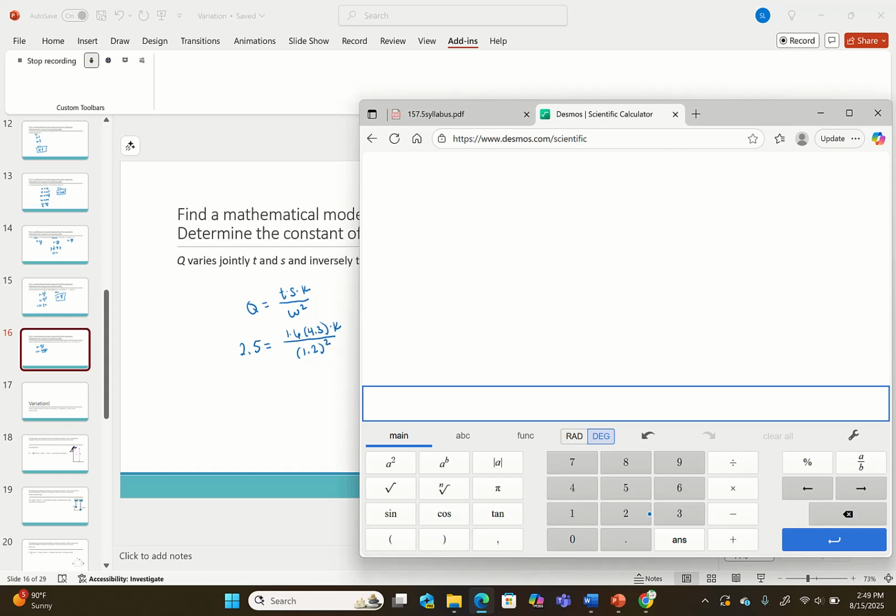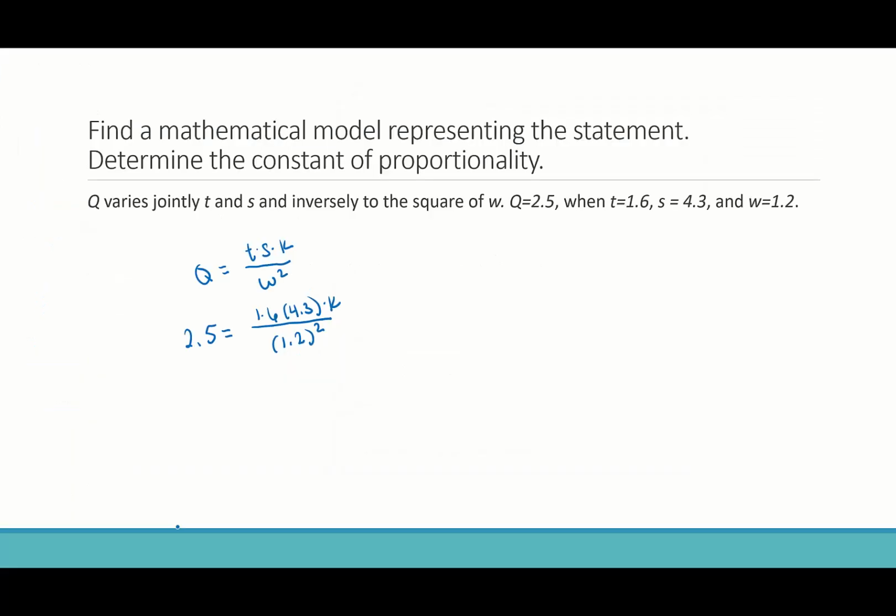Let's clean up the right-hand side. I'm going to say 1.6 times 4.3 divided by, and I'll put it in parentheses, so I'm only squaring the 1.2. And then I can hit enter and I get, let's turn this into a fraction, 43 over 9. Of course we get 43 over 9. I'm just double checking my work, 43 over 9. And then we'll write here 2.5 equals 43 over 9 times k.